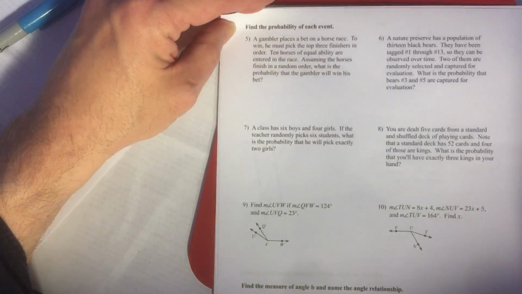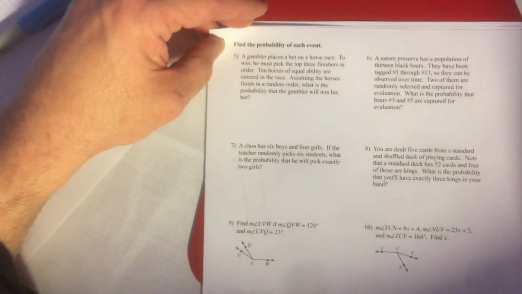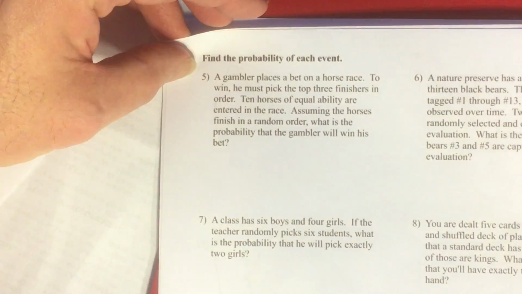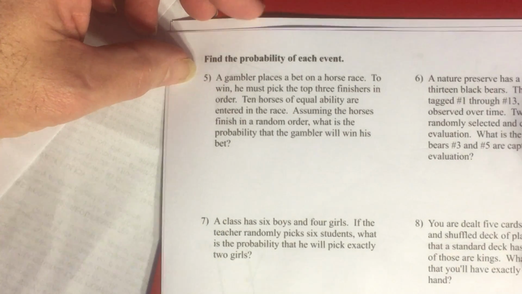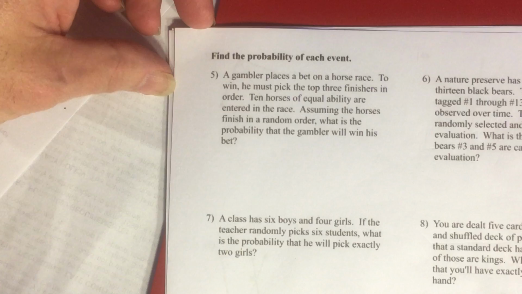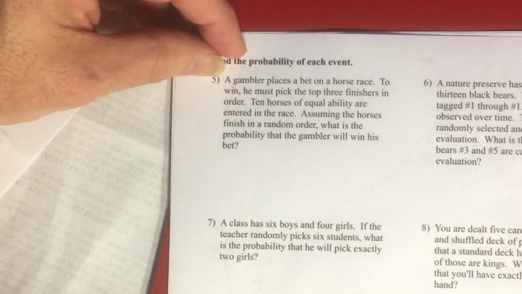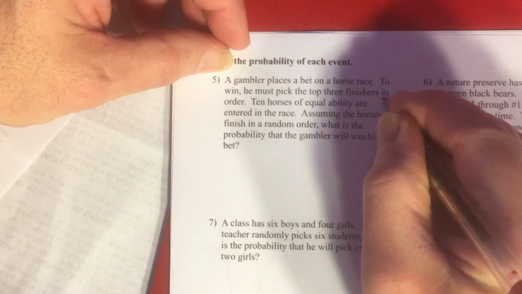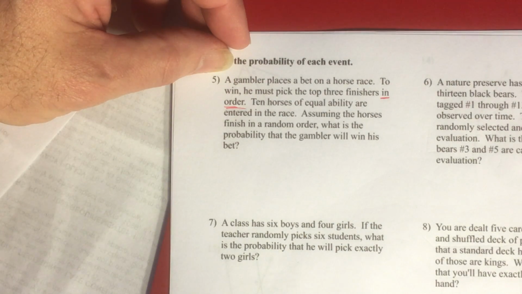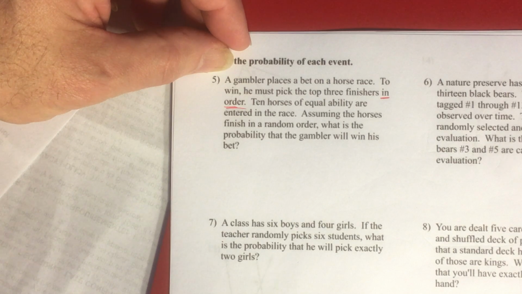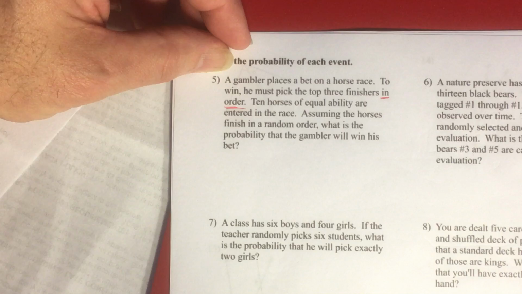For question number 5, okay, let's see if we can zoom in on that a little bit. There we go. For question number 5, right, a gambler places a bet on a horse. To win, he must pick the top 3 finishers in order. 10 horses of equal ability are entered in the race. Assuming the horses finish in random order, what is the probability that the gambler will win his bet?